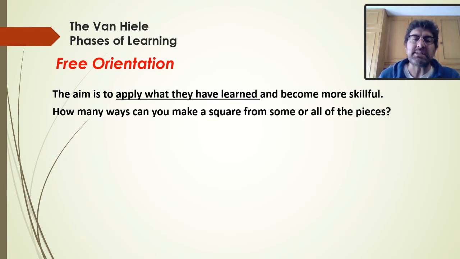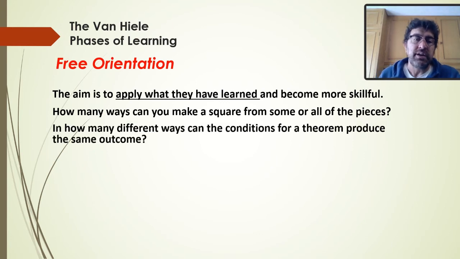How many ways can you make a square from some of the pieces in the tangram? In how many different ways can the conditions of a theorem produce the same outcome? Again, a perfect example, which we dealt with in a previous video, the angle at the center is twice the angle at the circumference. In how many different ways can those conditions in the theorem be arranged? How does the outcome change? It's a big idea in maths, and it's also a habit of mind.